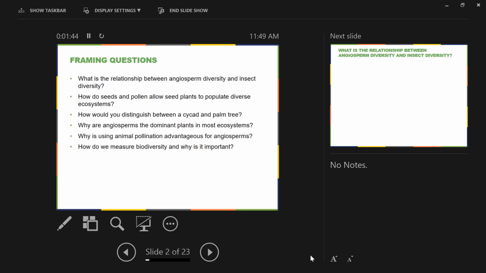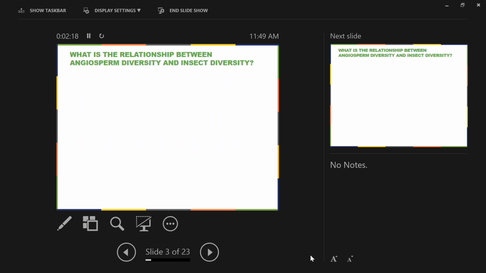Next one: how do seeds and pollen allow seed plants to populate diverse ecosystems? And then the third one that we might get to: how would you distinguish between a cycad and a palm tree? What this question is really addressing is, how do you differentiate between a gymnosperm and an angiosperm? Because a cycad is a gymnosperm, but you already know that, because the lab last week was on gymnosperms, and you had a cycad. It's one of the benefits of our lab not being perfectly in line with our lecture. All right. So this first one: what is the relationship between angiosperm diversity and insect diversity?